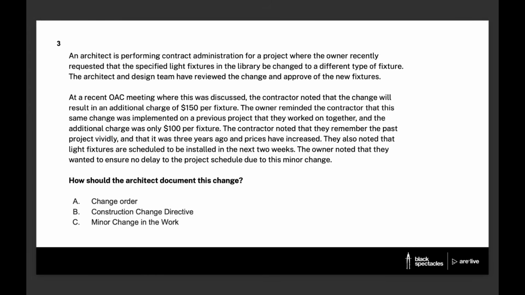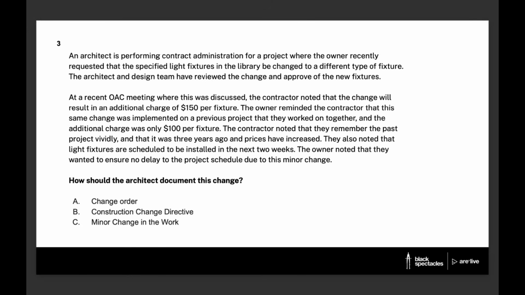The contractor noted that they remember the past project vividly and that it was 3 years ago and prices have increased. They also noted that light fixtures are scheduled to be installed in the next 2 weeks. The owner noted that they wanted to ensure no delay to the project schedule due to this minor change. How should the architect document this change? A, change order, B, construction change directive, or C, minor change in the work.